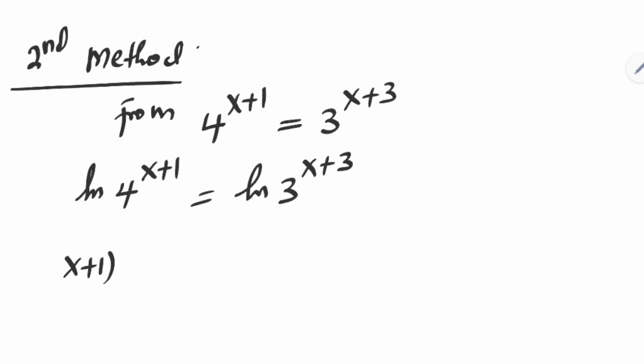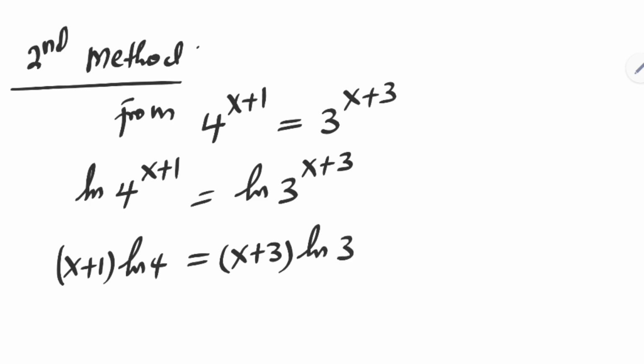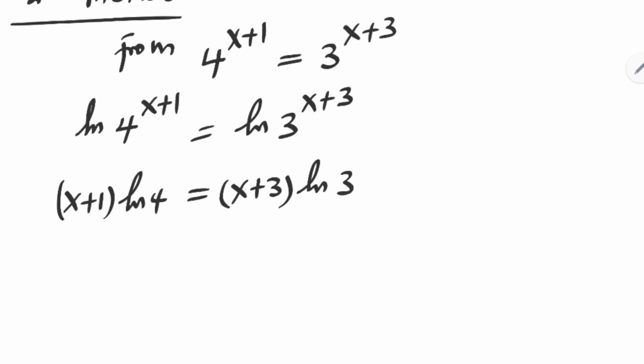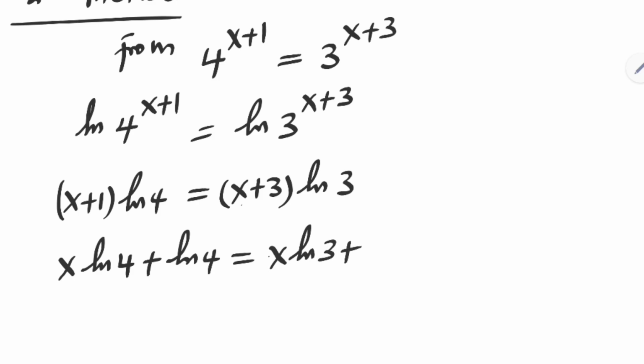x plus 1 ln of 4 is equal to x plus 3 ln of 3. Let us open the bracket. x multiplied by ln of 4. This is x ln of 4 plus 1 multiplied by ln of 4, ln of 4, is equal to x multiplied by ln of 3. This is x ln of 3 plus 3 multiplied by ln of 3. This is 3 ln of 3.